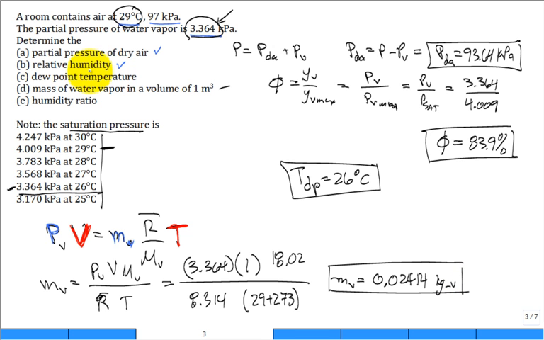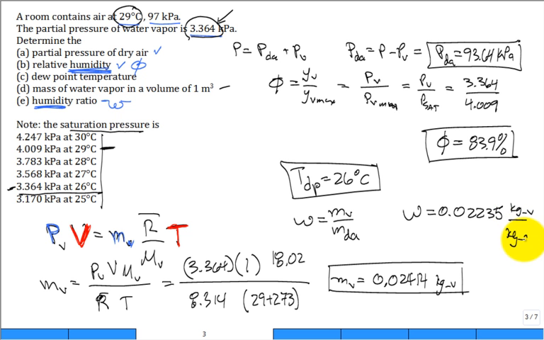All right. The last part, what is the humidity ratio? So they ask for two humidities. We calculated the relative humidity phi, and now the other humidity ratio omega. And so omega is the mass of vapor to the mass of dry air. And since we just conveniently calculated the mass of the vapor, we can calculate the mass of dry air using the same ideal gas equation. And I'm running out of room, so the humidity ratio is 0.02235.